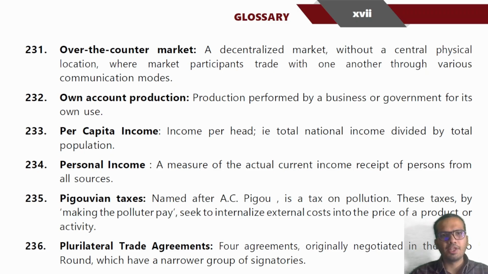Then comes per capita income. So income per head, that is the total national income divided by the total population. Then we have personal income, that's a measure of the actual current income received by a person from all sources.